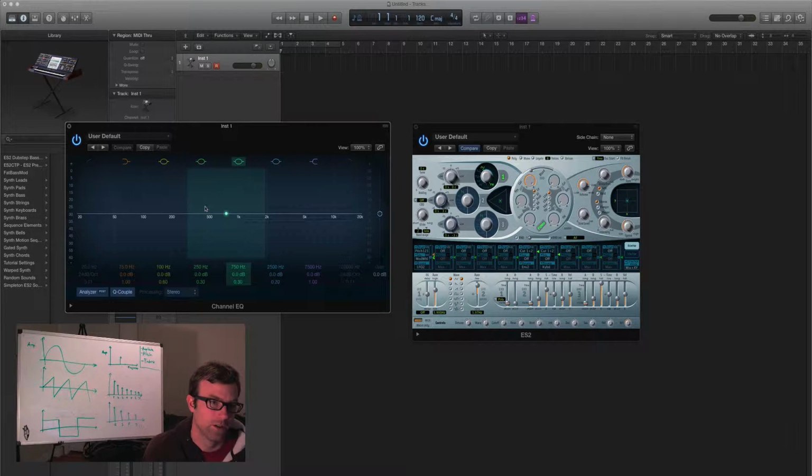Now, let's talk about this interval. What's interesting about this interval is it's a multiple of our root of 220 hertz. So let's say that 220 hertz is what we're going to call the first harmonic, the fundamental. And 440 hertz is what we're going to call the second harmonic.